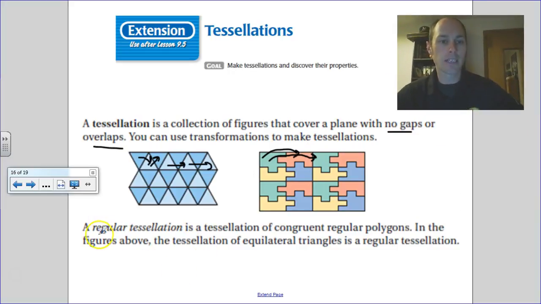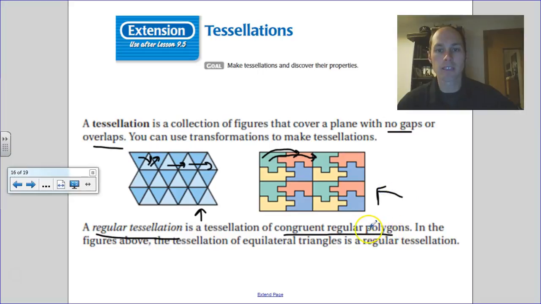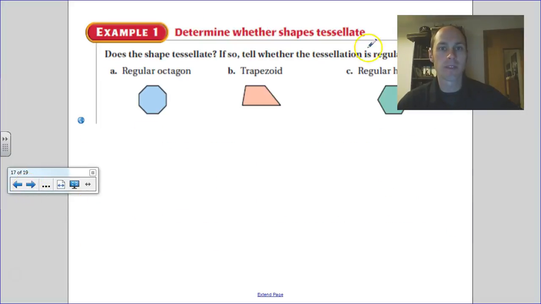A regular tessellation is one that involves congruent regular polygons. So this would be a regular tessellation because we have equilateral triangles being used. This would not be a regular tessellation, but we'll talk about that type of tessellation.